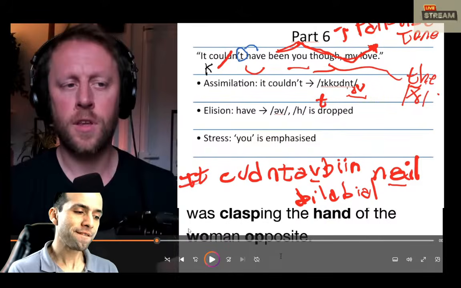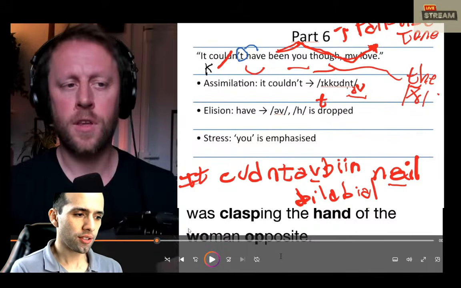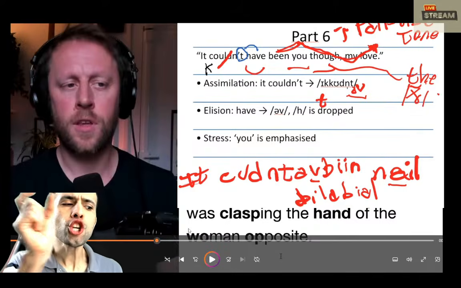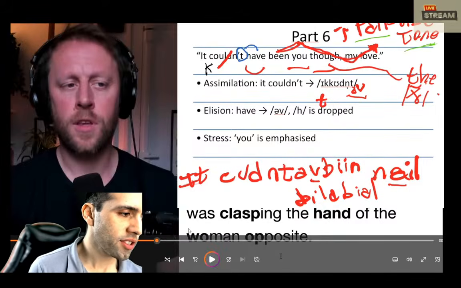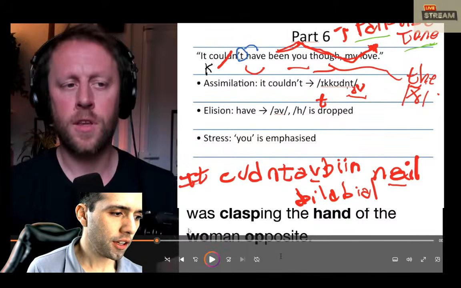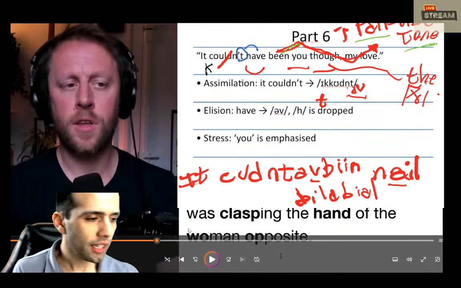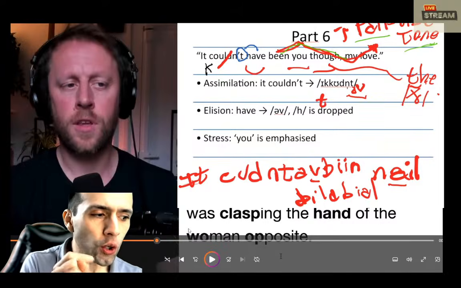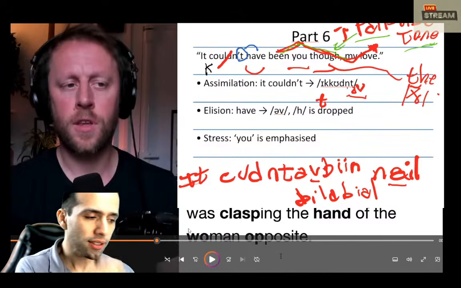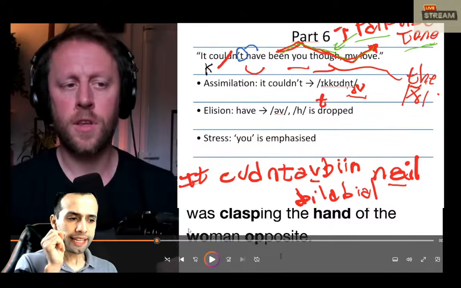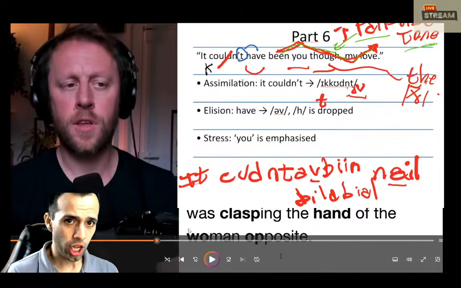And what we mentioned before in part 1 was that the intonation here is as follows. It couldn't have been you, though, my love. This is called a full rise tone, because first the voice goes up. To go down first, it needs to go up. It goes up, it goes down. This is the falling part, the falling bit. And then the rising bit is this one at the end, because he says, it couldn't have been you, though, my love.